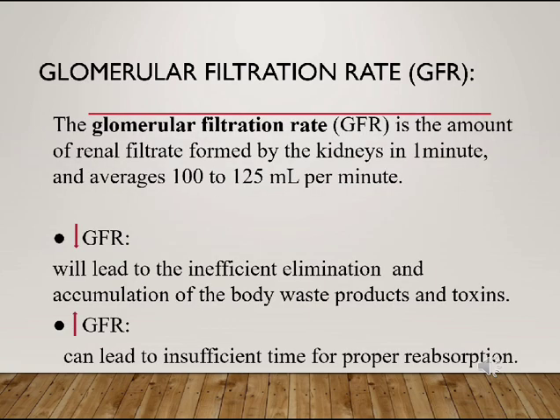What is glomerular filtration rate? It is the amount of renal filtrate formed by the kidneys in 1 minute. An average is 100 to 125 ml per minute. A decreased glomerular filtration rate leads to inefficient elimination and accumulation of body waste products and toxins. An increased glomerular filtration rate leads to insufficient time for proper reabsorption.